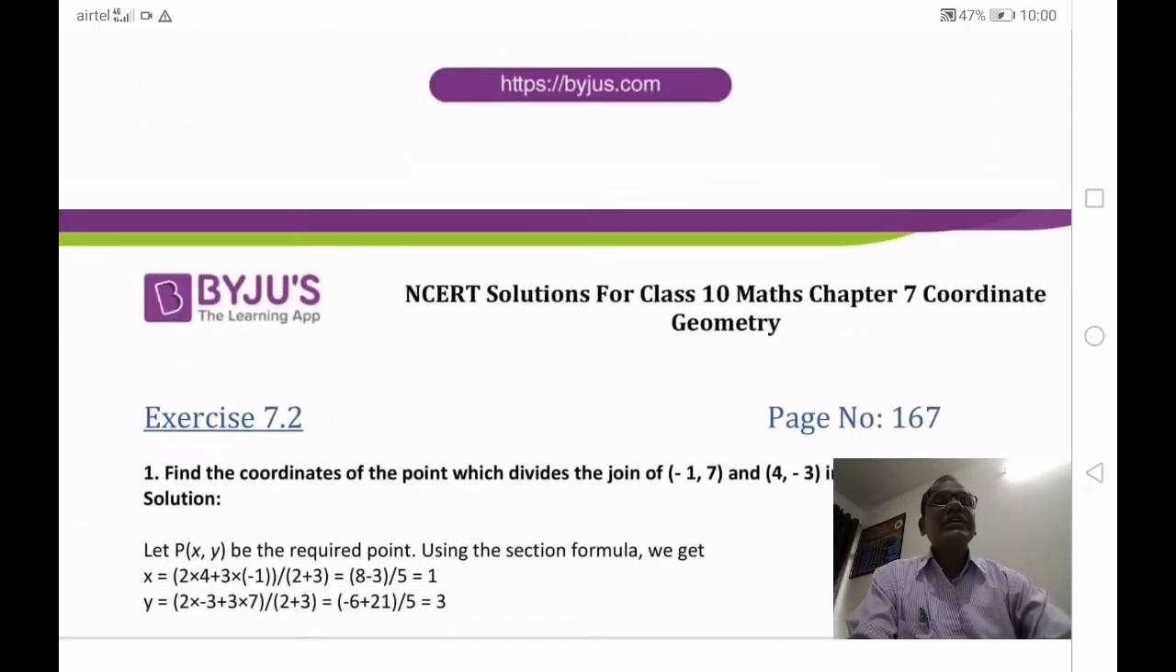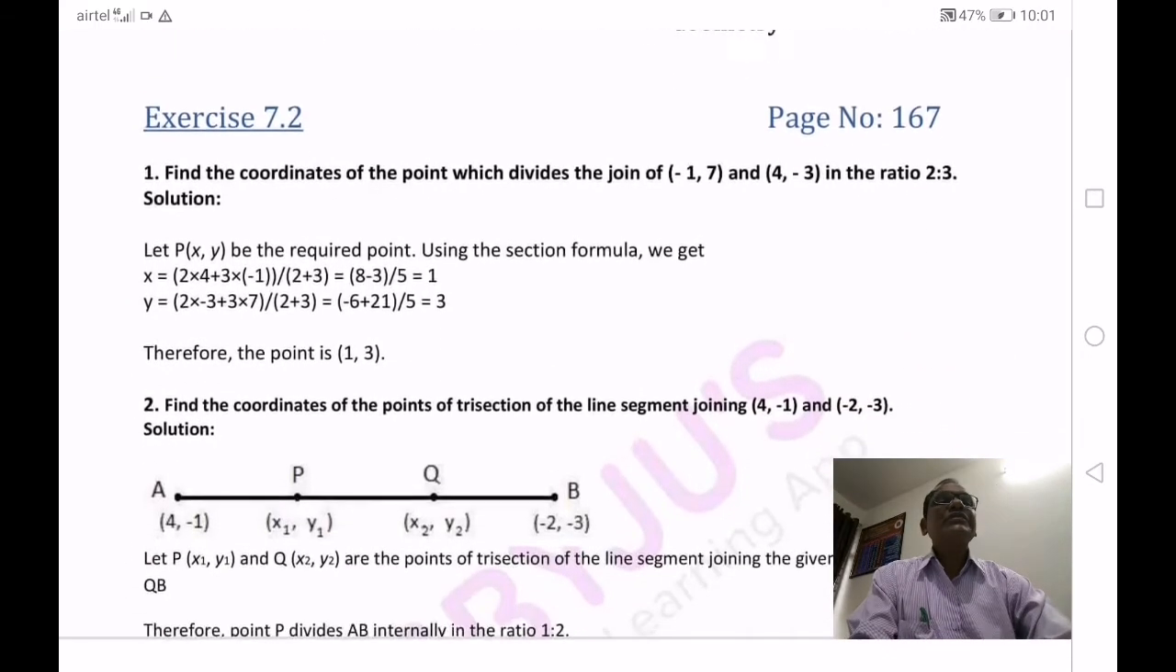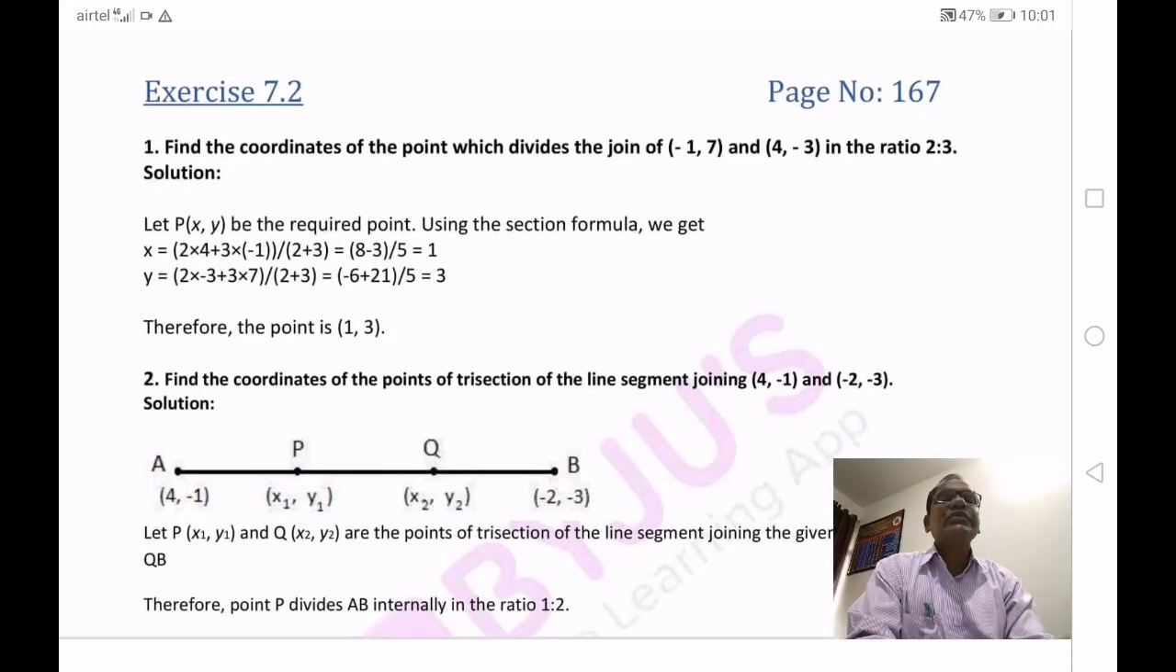Now coming to the next, exercise 7.2, page number 167. Here it is: find the coordinates of the point which divides the join of (-1, 7) and (4, -3). These are the endpoints of the line segment. What are they? (-1, 7) and (4, -3). So there is one point, that is the dividing point. Find the coordinates of the point which divides. Let the coordinates of the dividing point be P(x, y), and the ratio given is 2:3.